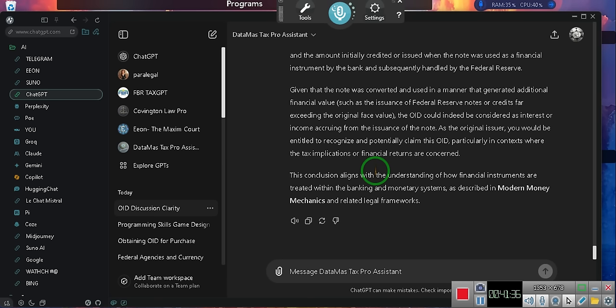I didn't do my first OID until, I think I was following somebody's template back then. 2012, I was just following somebody's template. And the same template I followed, a lot of people went to jail.